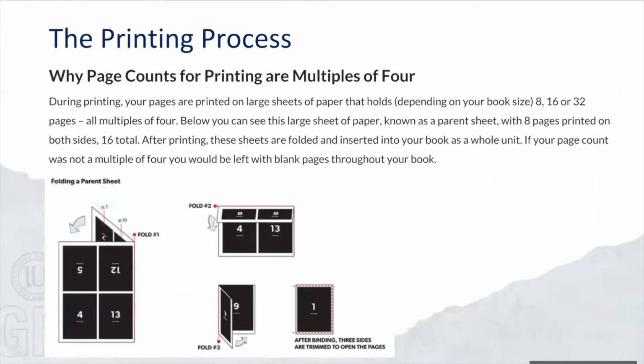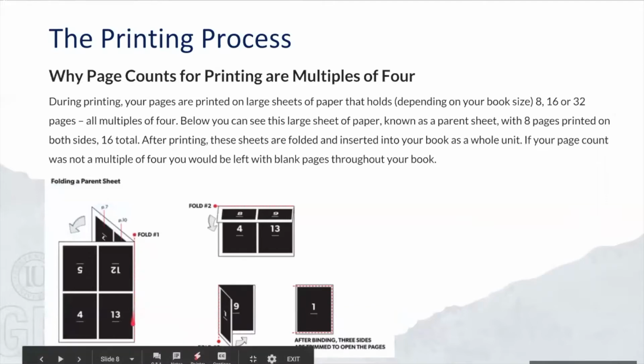Below, you can see that this is a large sheet of paper known as the parent sheet with 8 pages printed on both sides. So 16 pages total. Then after printing, the sheets are folded and inserted into your book as a whole unit. If your page count was not a multiple of 4, you would be left with blank pages throughout your book. And you can even see this process.